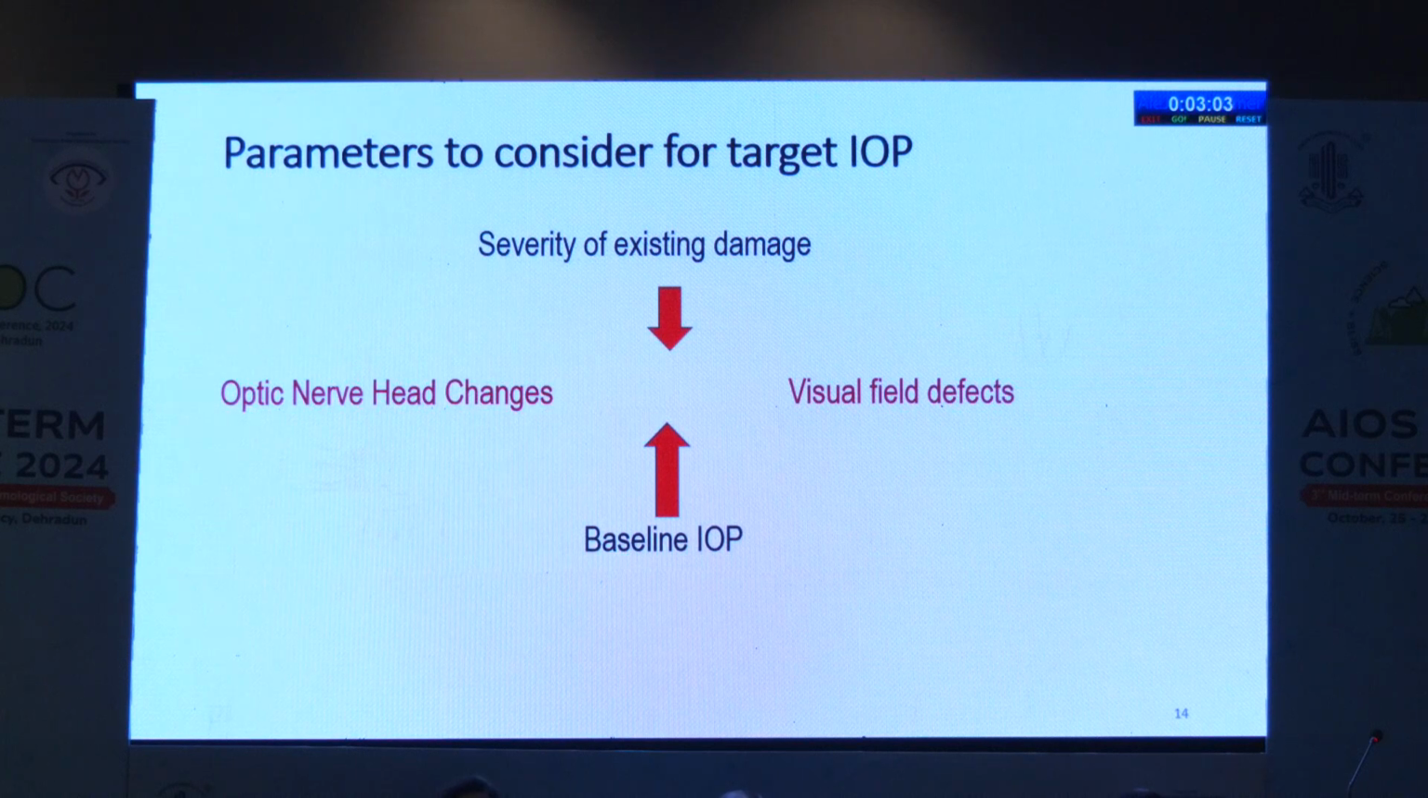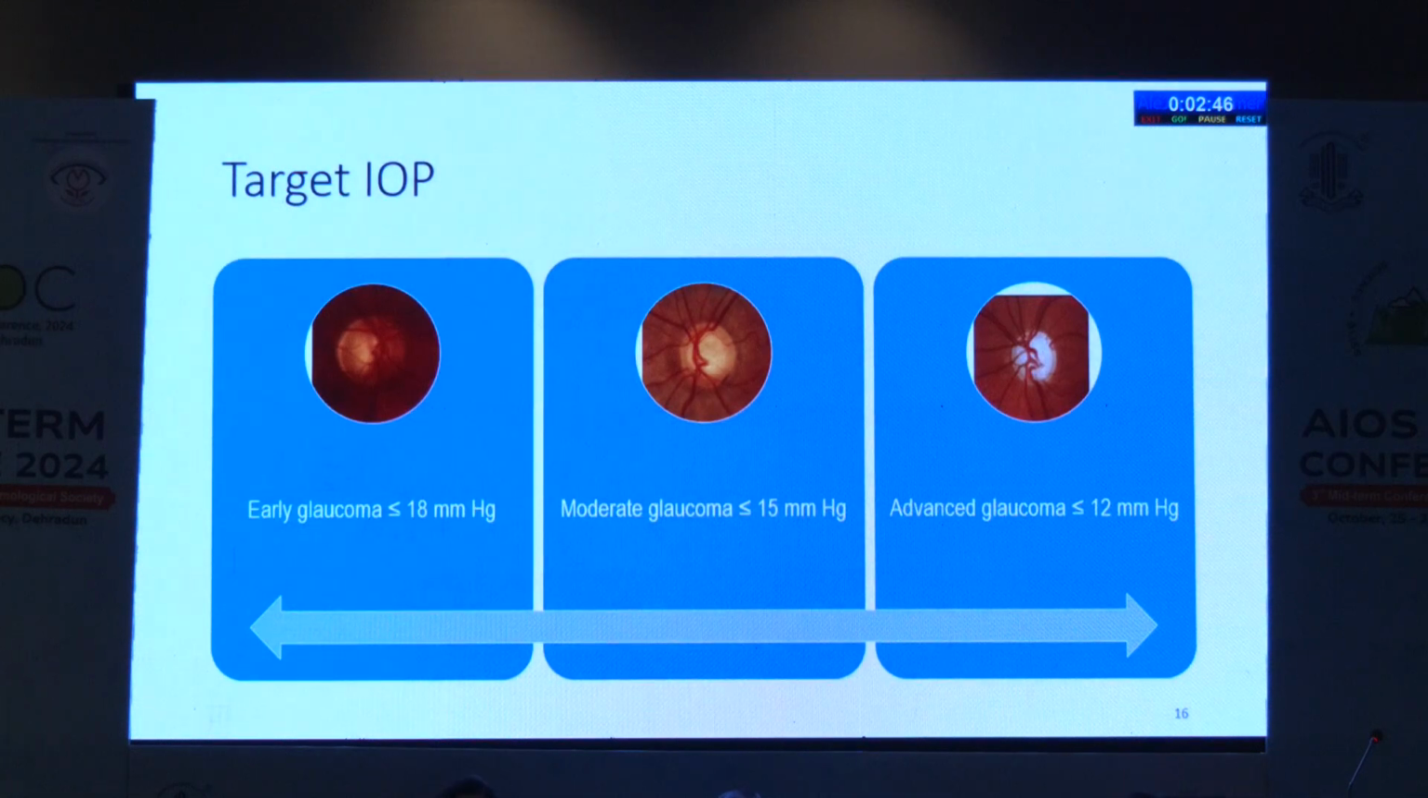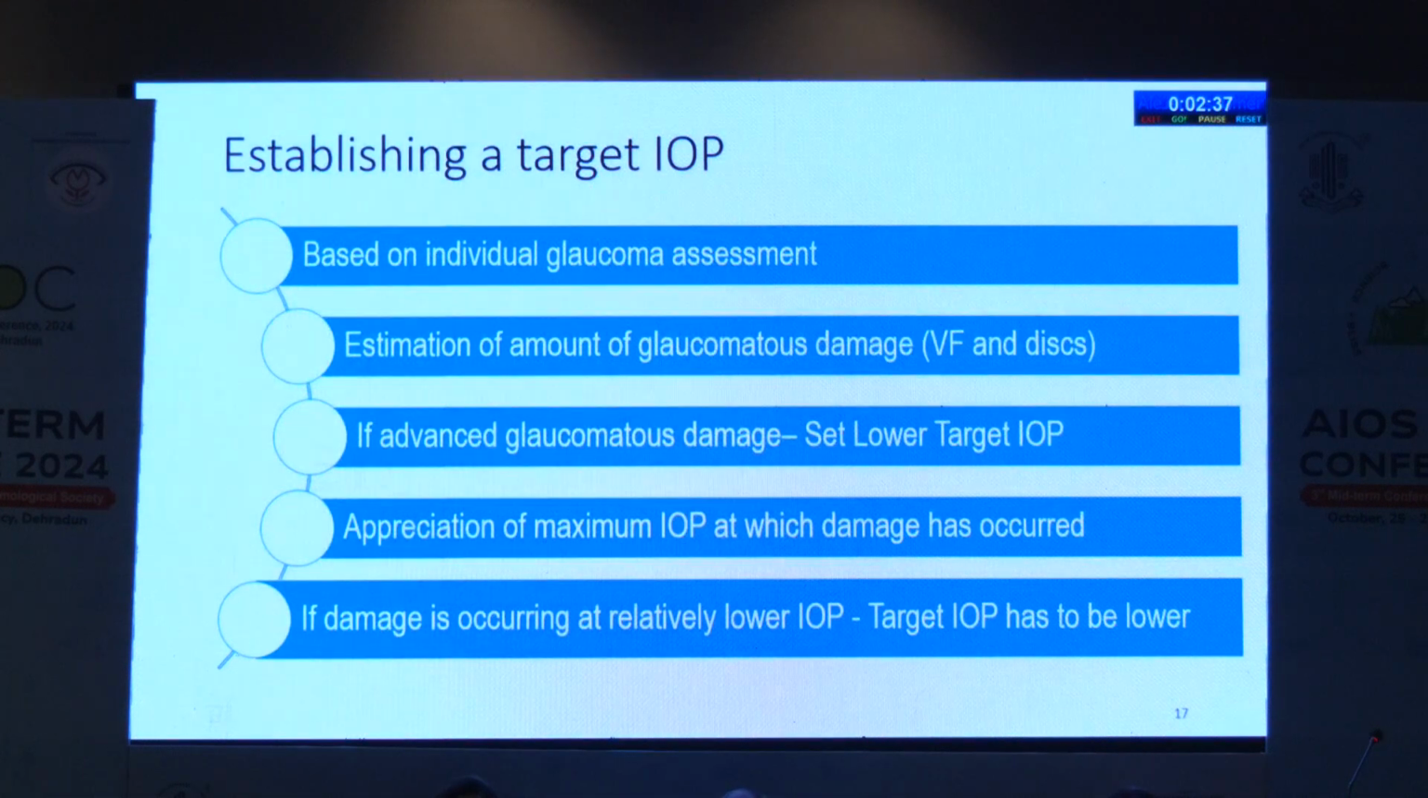You need to consider how much existing damage there is, based on your assessment of the optic nerve head, your visual field defects, the baseline intraocular pressure, and other factors like central corneal thickness and ocular and systemic comorbidities. As a rough guide, for cases with advanced glaucoma, less than 12 millimeters would be recommended. So you establish your IOP based on your individual glaucoma assessment, look at the discs and the corresponding visual fields, and if there is already glaucomatous damage, you need to set lower target IOPs.